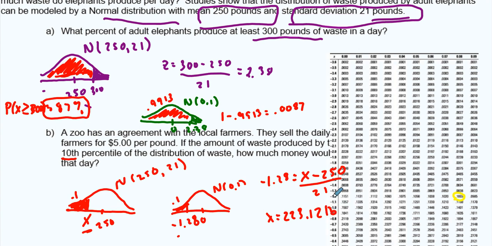Now, we have to answer the problem because it asks how much money they would get there. They're going to get $5 per pound, and this is the amount of pounds we got. So for our final dollar amount, we're going to take $5 times x, which is 223.12, and that is going to give us our final dollar amount. They're going to make roughly about $1,115, and about 60 cents.